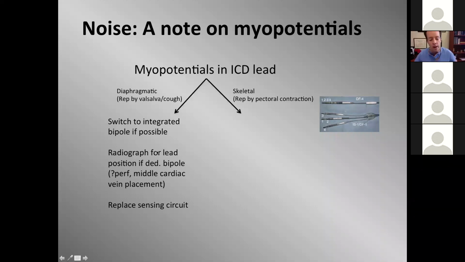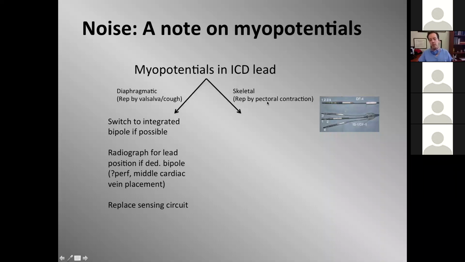You should radiograph the lead for position if it's a dedicated bipole, because that's very unusual to see diaphragmatic myopotentials in a small antenna. You'd think about perforation, or they might have slipped it down the middle cardiac vein. So get a radiograph. And this can be overcome by simply adding a pace sense lead, because it's all about the sensing. The defibrillations should work.